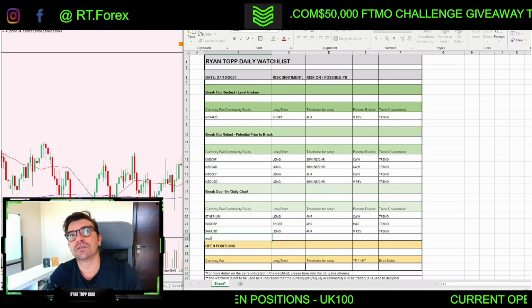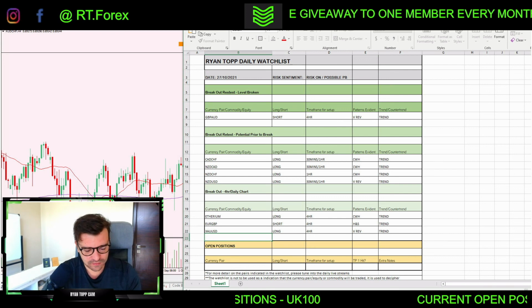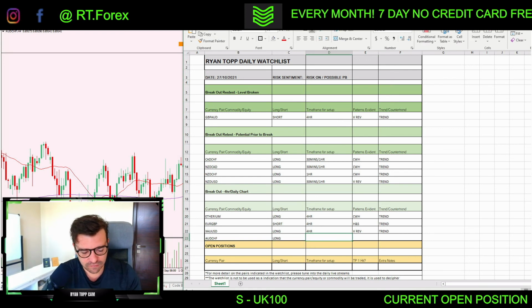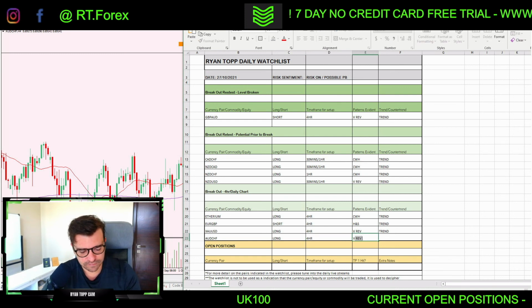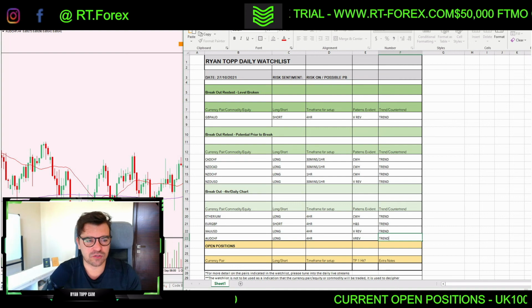I'll go through them again today, and if I like them, I'll keep them on. If I don't, I'll take them off. So Aussie Swiss, long 4-hour V reversal, and that is going with the trend.